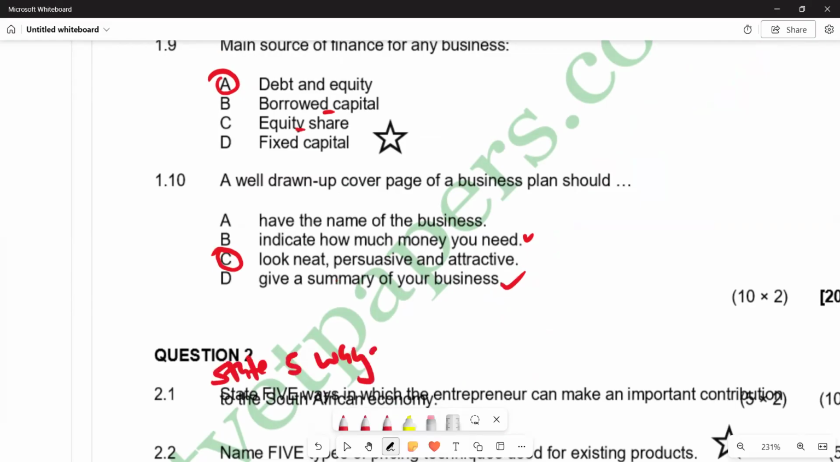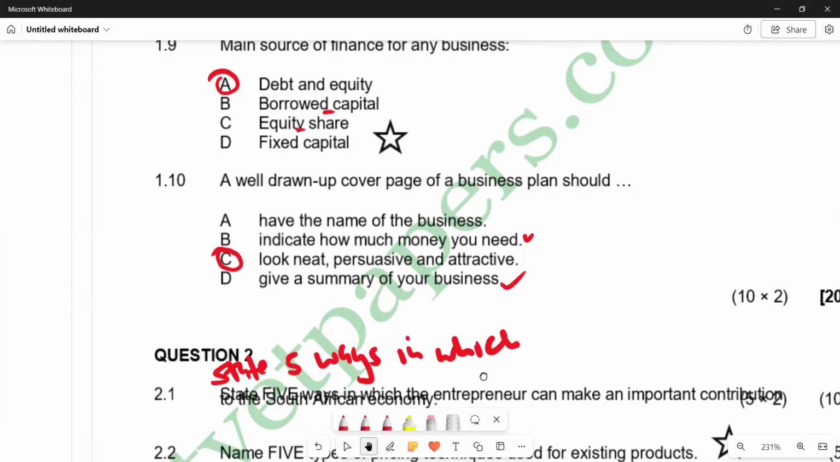five ways in which the entrepreneur can make an important contribution. State 5 ways in which the entrepreneur can make an important contribution. So we are trying to see what contribution economically or socially an entrepreneur makes in the economy. We can start by explaining what we mean by an entrepreneur. An entrepreneur is a person starting a business. So what benefits does that person, operating a business, bring? What benefits are we deducing in the community or in the economy? That is what the question is asking.